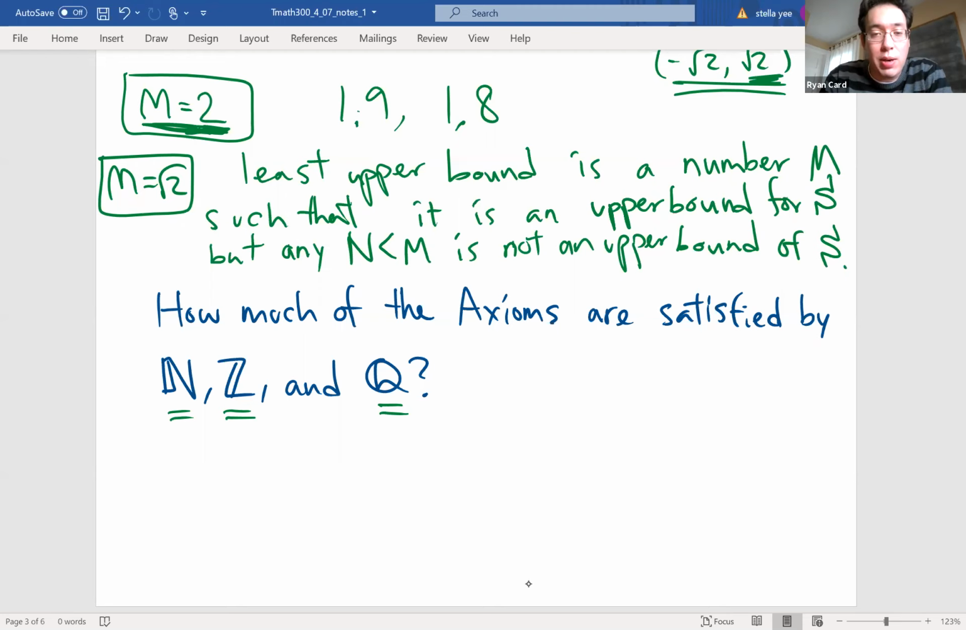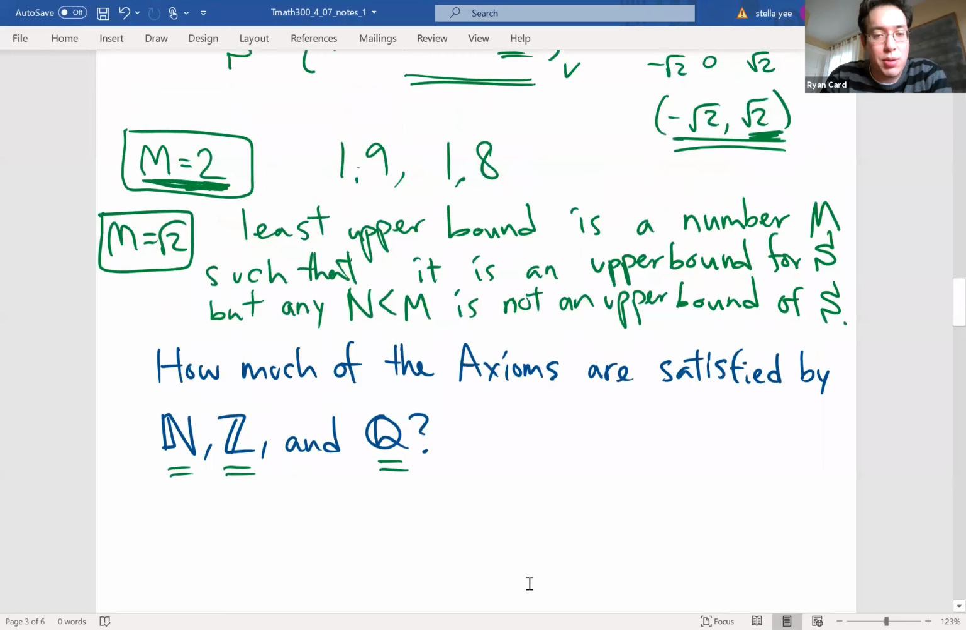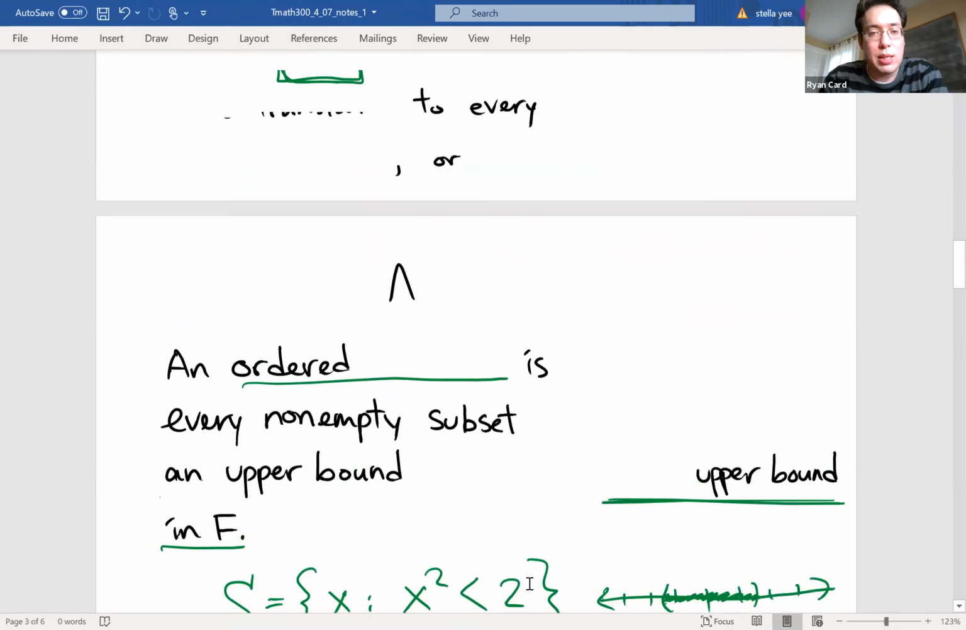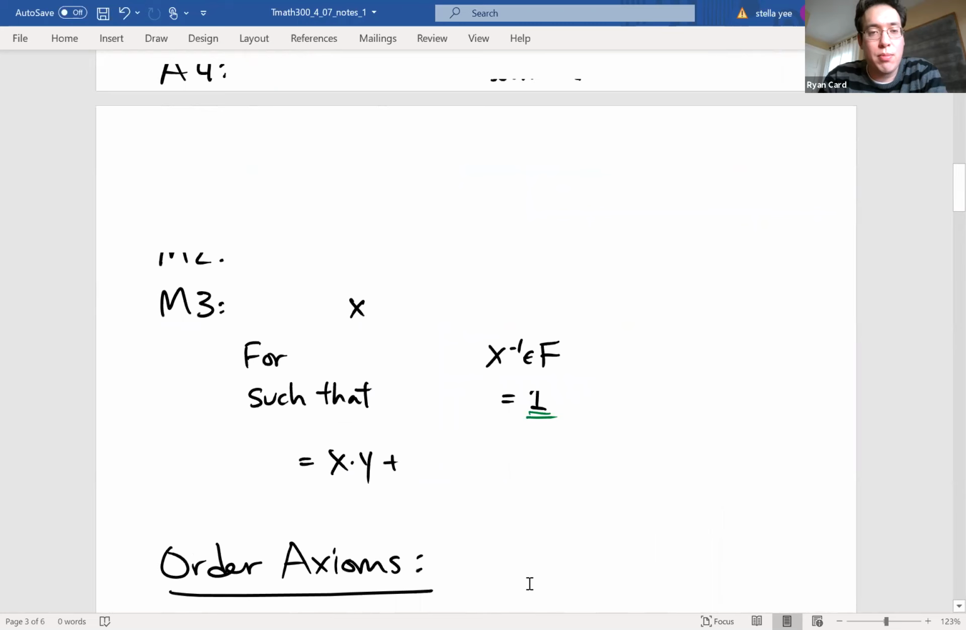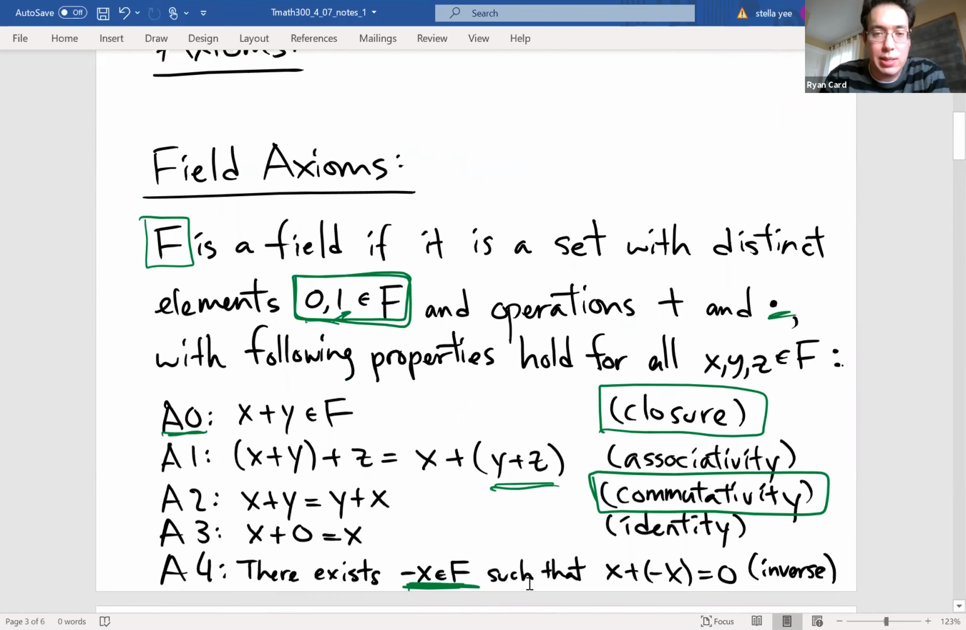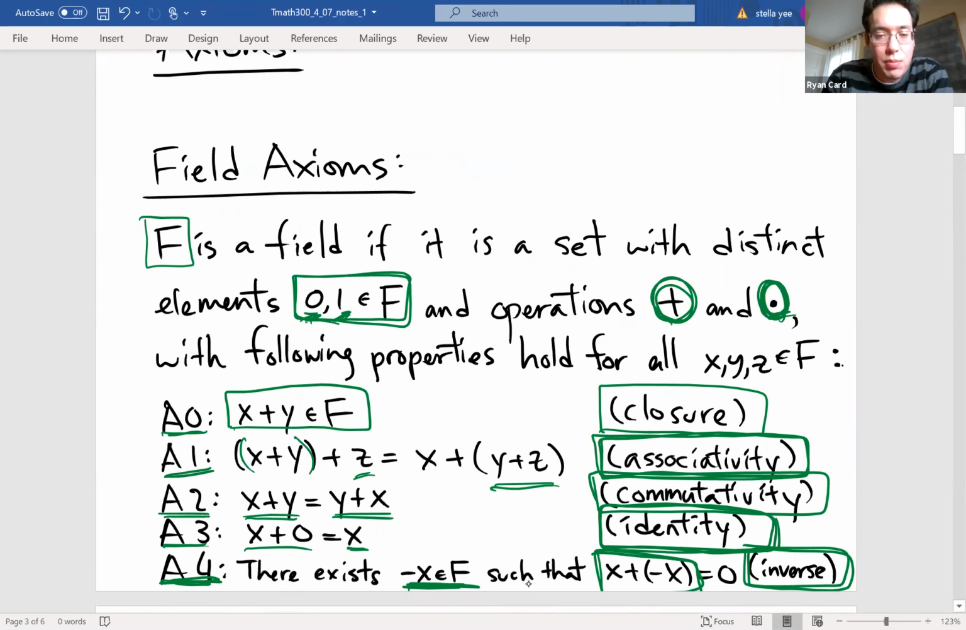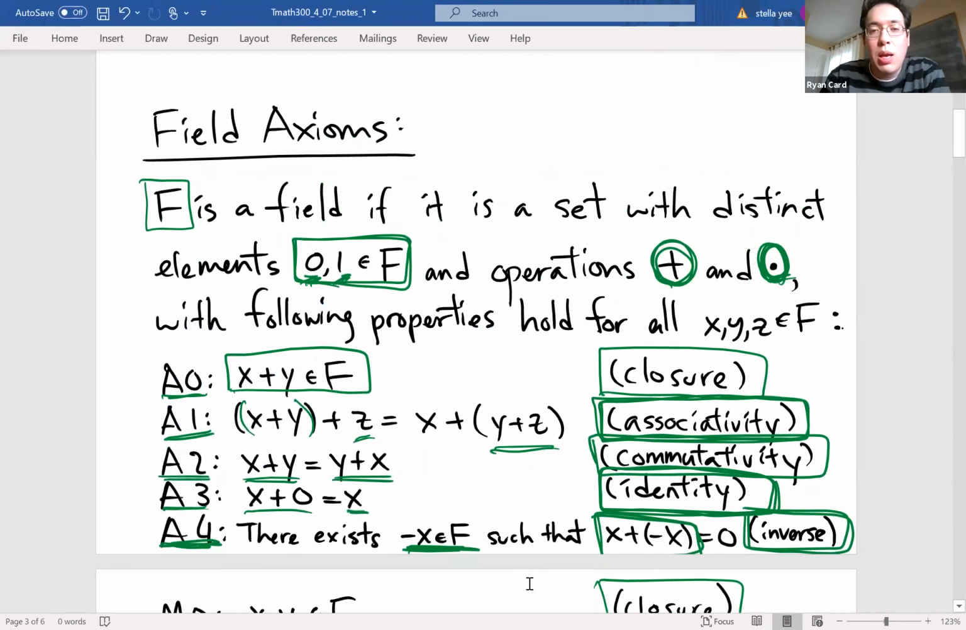After trying to figure it out, let's go through and discuss them. Starting with field axioms. Addition and multiplication are defined for natural numbers, integers, and rational numbers as well. So those are things we inherit from the bigger real numbers.